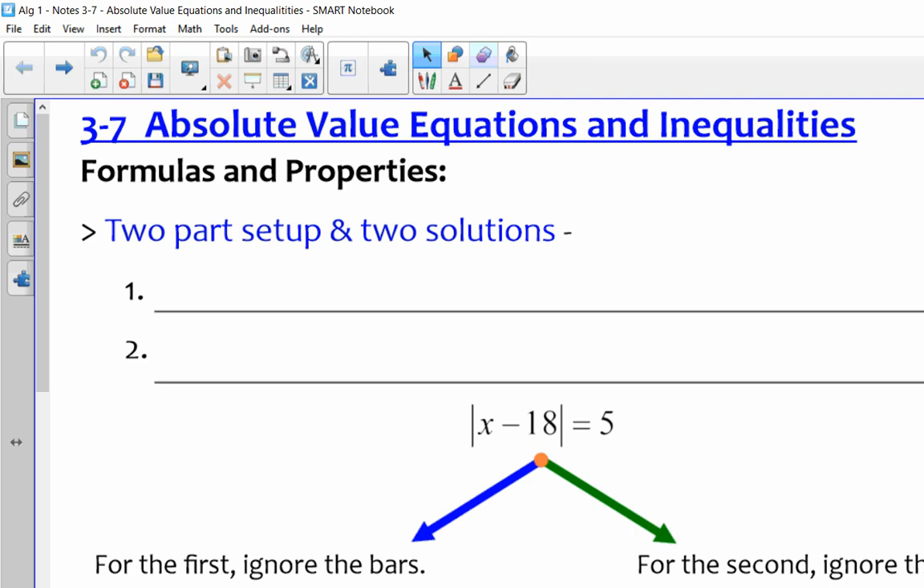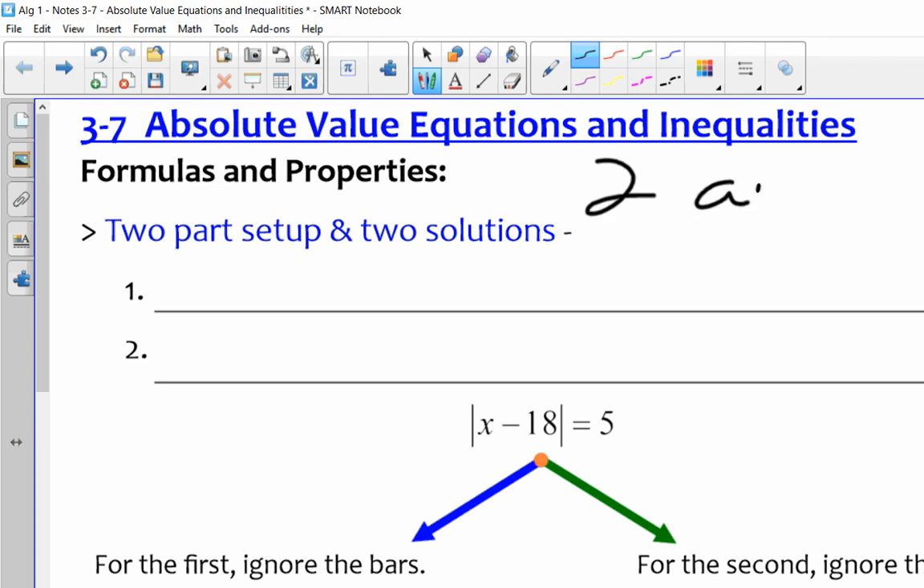So first off, whenever you have absolute values, whether it's an equation or whether it's inequalities, you're always going to get two answers for solutions, okay? Always two answers. So the first thing you really got to make sure you know is that you're going to have to get two answers. That's going to come from having two different equations. So we'll get into that.